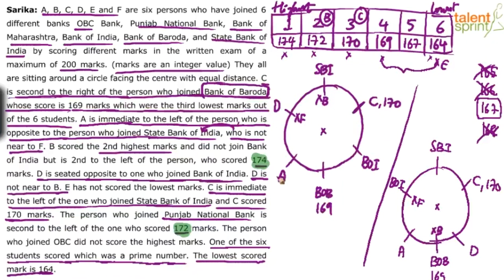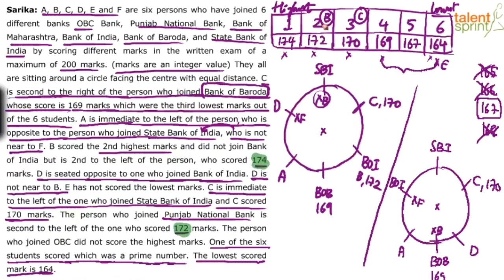A is already seated, so B cannot come here. D is already seated, so B cannot come here. B cannot come here has already been noted. And this is for C. So the only choice left for B is this. B, who is in Bank of India, and he has scored 172. Yes or no? With respect to the first case, where will B come?